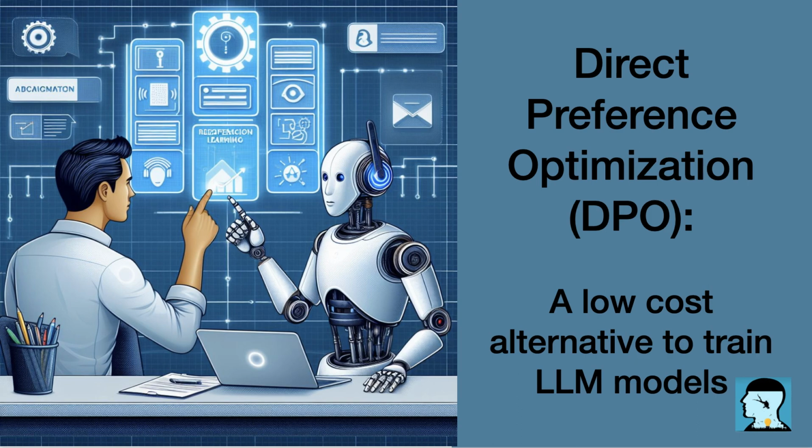In terms of impact and significance, DPO can lead to the development of more useful and reliable language models. These models can be applied in various NLP tasks, such as text generation, summarization, translation, and dialogue systems. By optimizing the models based on human preferences, DPO can improve the quality and usefulness of the generated output, making it more suitable for real-world application.